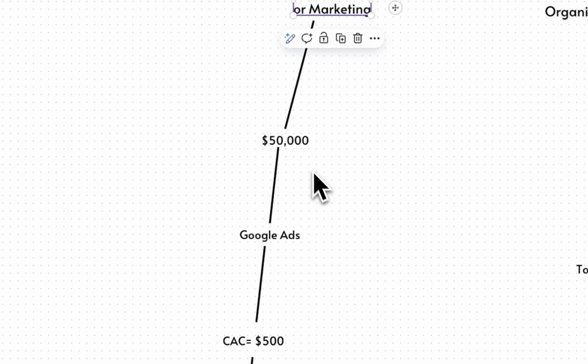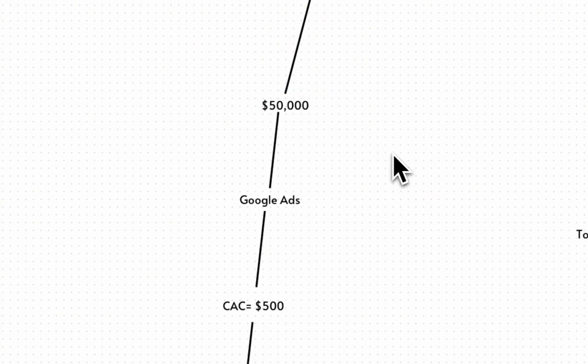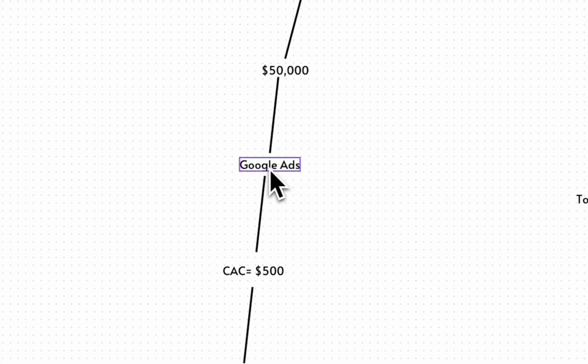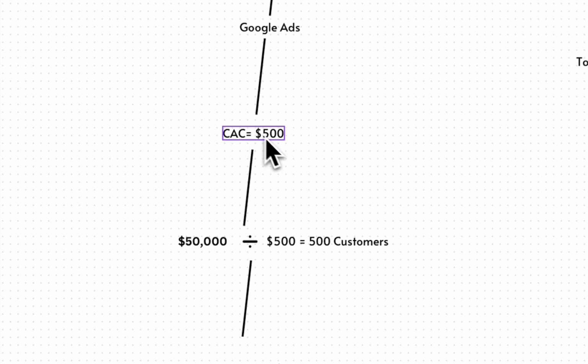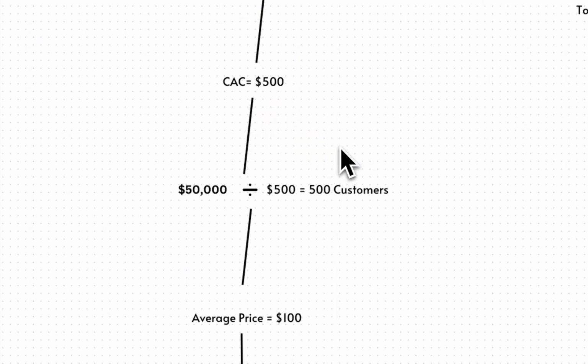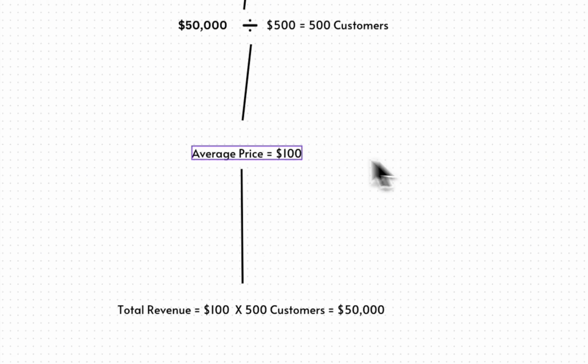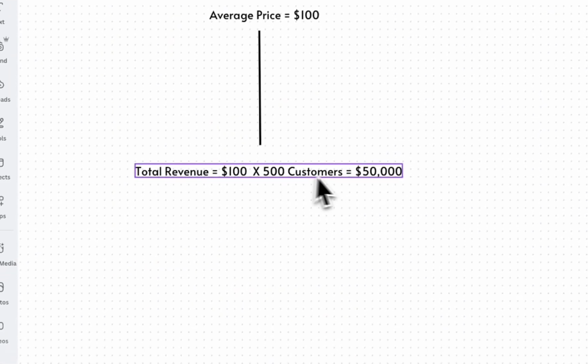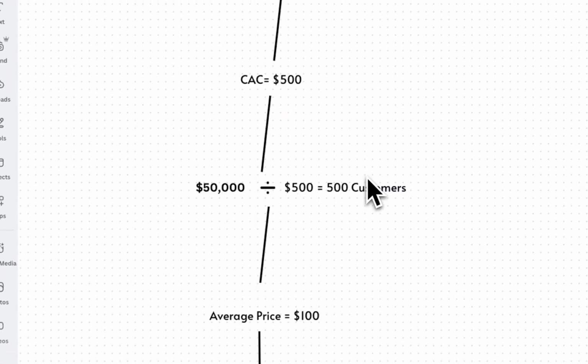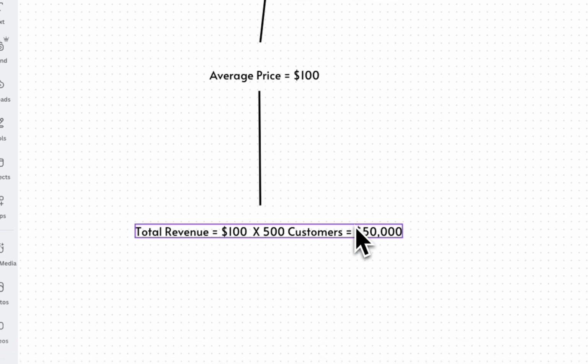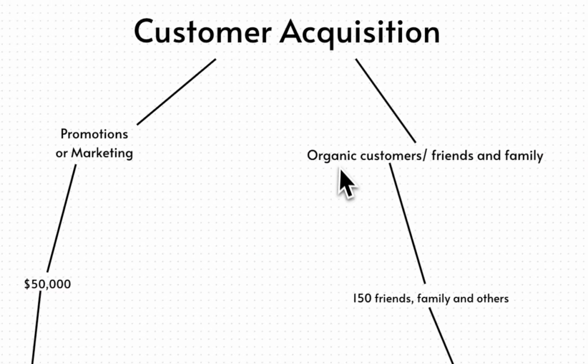For this example, let's say that the customer has a promotional budget of $50,000 and he wants to spend the entire amount on Google Ads. Now, if the customer acquisition cost, or CAC, or the cost to acquire one customer is $500, then he will get 100 customers. Now, if your average revenue is $100, then you will generate $10,000 of revenue from customers acquired using paid promotions. On the other hand, organic customers are a bit more simple.